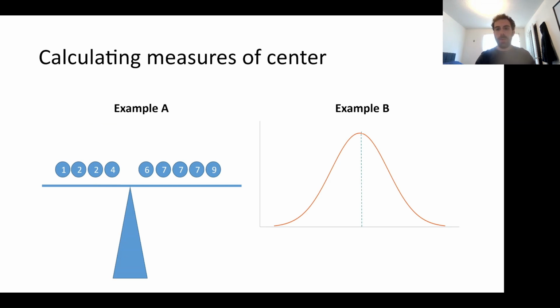So here's an example of calculating measures of center. I want you to look at example A to start and tell me what the mean, median, and mode of that data set are. Ignore the spacing, it's not relevant right now. I'll get into why I put a space there later. And then for example B, I want you to also identify the mean, median, and mode. There's no numbers, but just take a guess as to where those values might lie.